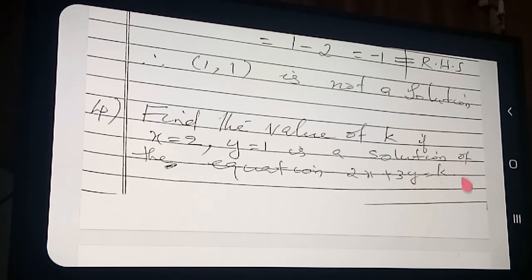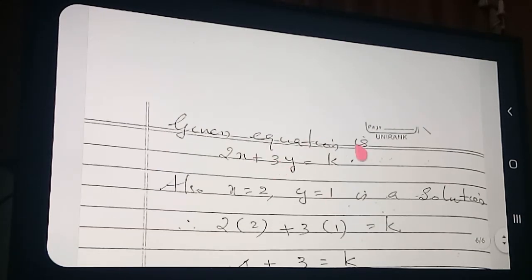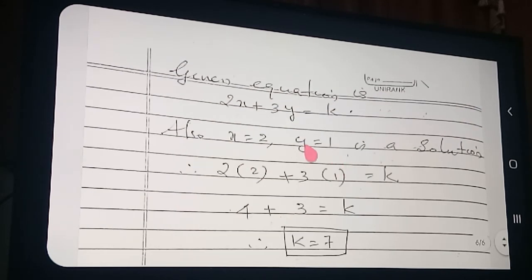Directly we can substitute in the equation. The meaning is that it will satisfy the equation. No need to verify like the previous way. So here it is already given that x is equal to 2 and y is equal to 1 is a solution. So directly apply in the equation. See here. The given equation is 2x plus 3y is equal to k. And what is given? x is equal to 2 and y is equal to 1 is a solution. Okay, clear?